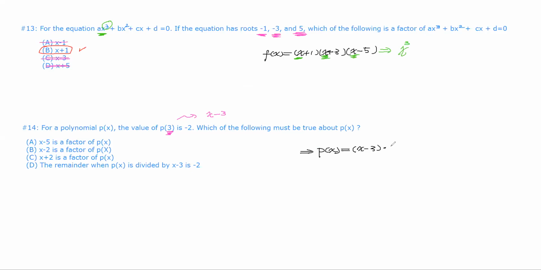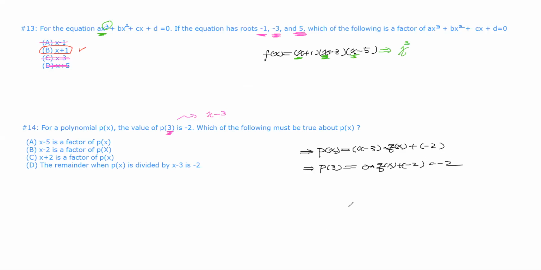times some other function here, some Q(x), then plus -2. So when we evaluate P(3), x equals 3, so it will be 0 times Q(x) plus -2. That's why it's equal to -2.